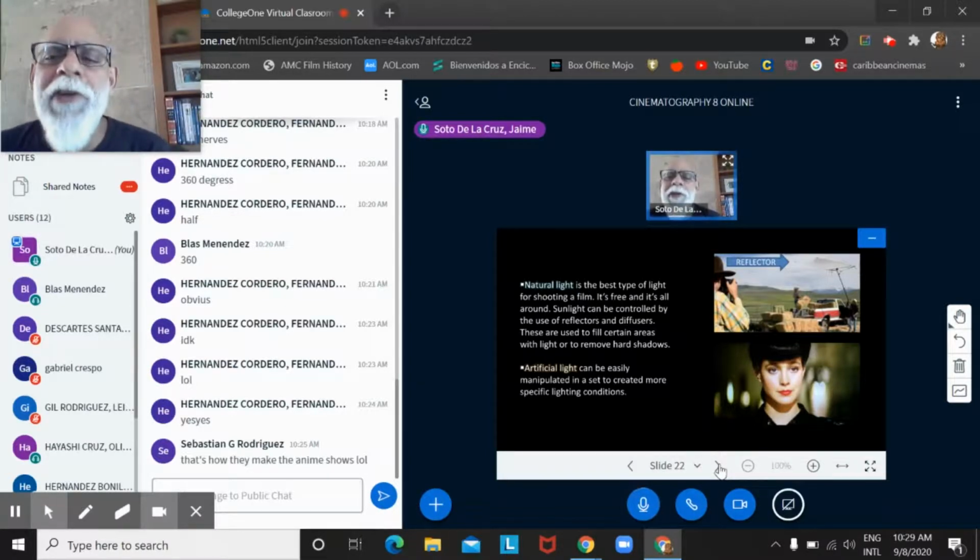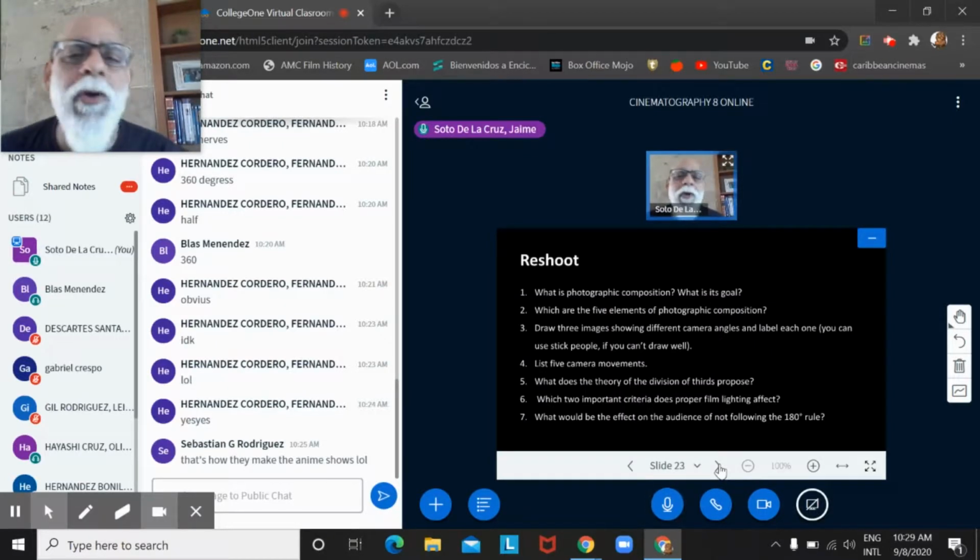So if you look at the picture on the top, you're seeing a shot taken with the use of natural light, and the bottom one, a very beautiful shot using artificial lighting, which is the one that you use indoors.